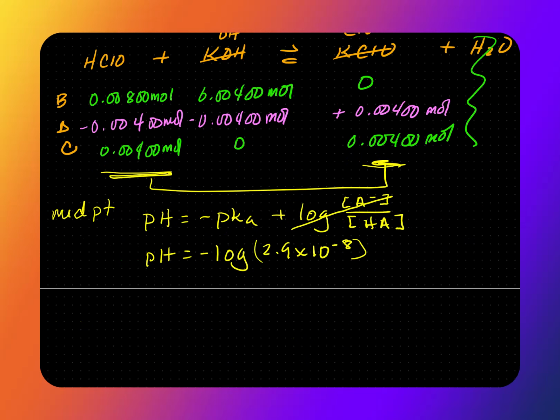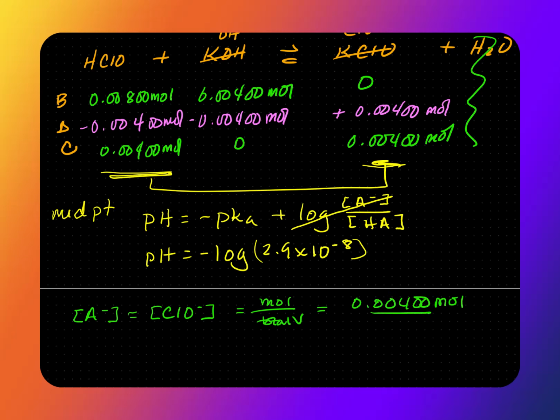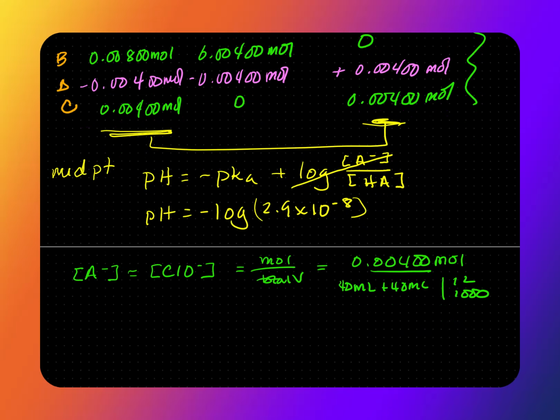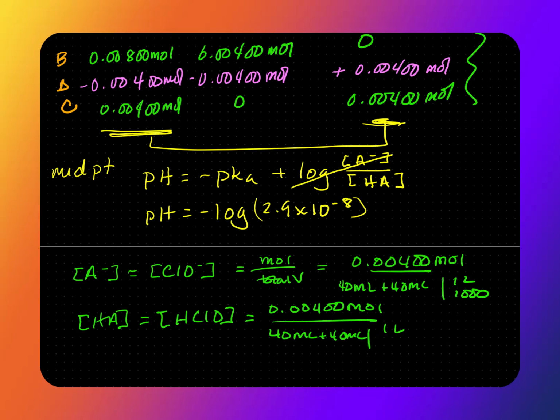So I'm going to show you why the log cancels out. If I find the concentration of its conjugate base, it's moles over total volume. So the moles here is going to be 0.00400 moles divided by the total volume, which is 40 from the acid plus 40 from the base, over 1,000 mLs to make liters. And then the HA, which is the acid, HClO, is also moles over total volume. This is 0.00400 moles divided by total volume, which is 40 plus 40 over 1,000 mLs.